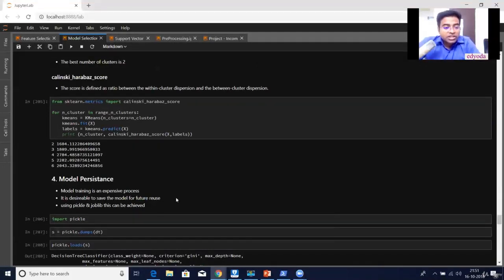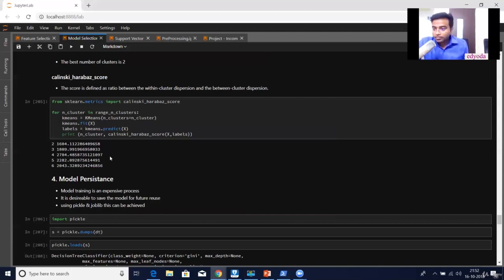The other technique is the Calinski-Harabasz score. What this tells you is a ratio between cluster dispersion, that is, how far apart the data is within the cluster versus how far the cluster is from other clusters. Of course, this is not on a scale of 0 to 1, and here also you'll see the score.